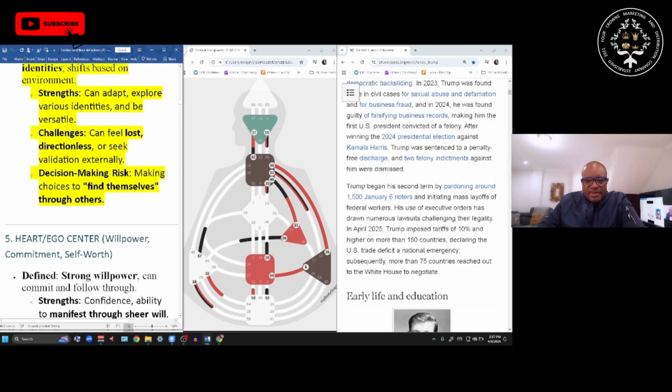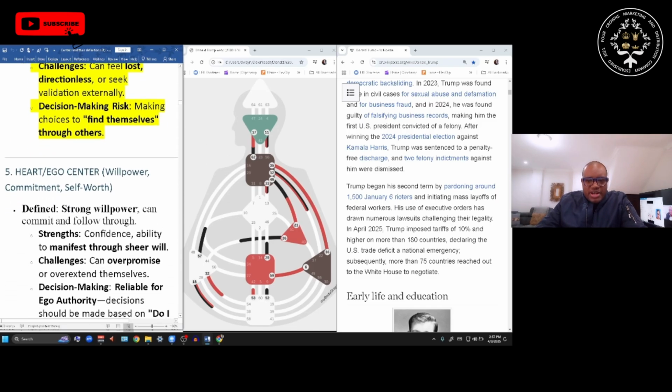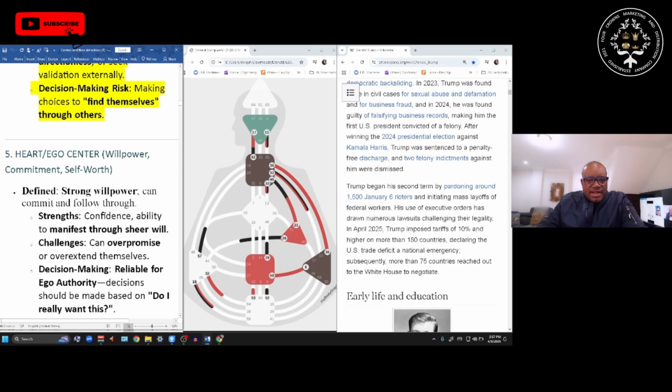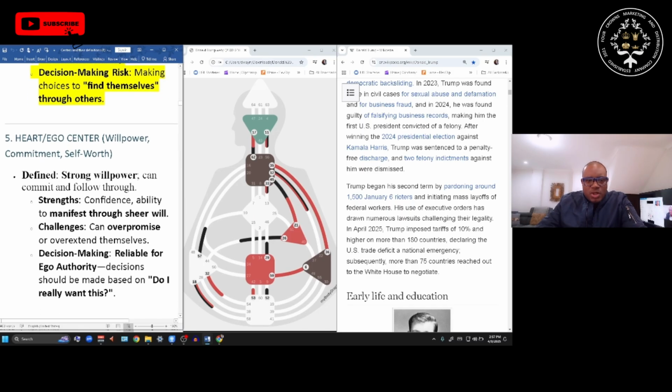So let me go again. I really want to focus on the defined parts, right? So defined in the heart, which is willpower, commitment, and self-worth, he definitely has that strong in him. Definitely can commit and follow through. Confidence and the ability to manifest through sheer will.